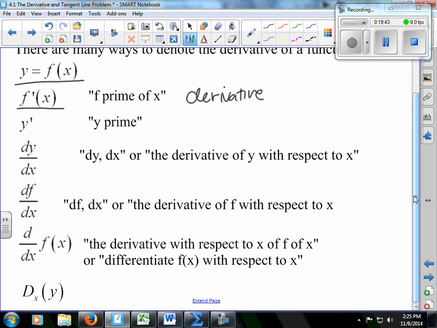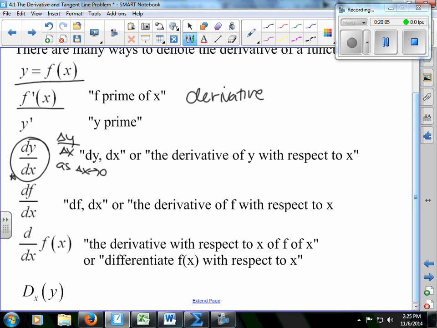Leibniz notation is this dy dx. Okay, so it looks like delta y over delta x, doesn't it? And that's what it is as delta x approaches 0. That's what delta y over delta x becomes. It becomes what we call dy dx. It's the derivative of y with respect to x. This notation is Leibniz's notation.